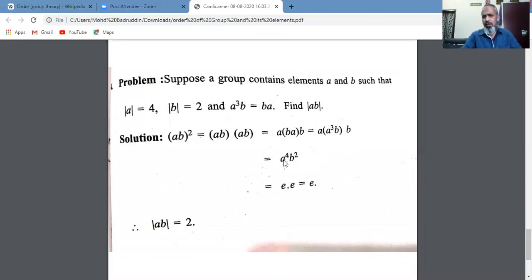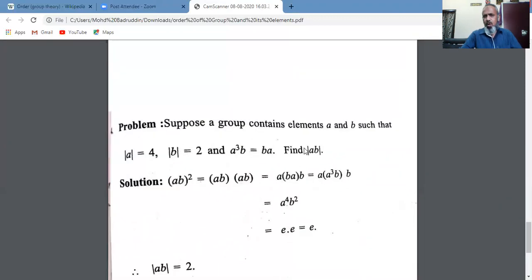What is A to the power 4? It is the order of A. The order of A is given as 4. So A to the power 4 is equal to E. So in place of A to the power 4, we can write E. What is the order of B? Order of B is 2, meaning B square is equal to the identity element. So in place of B square, we are writing the identity element E. So identity element into identity element is equal to the identity element. So here we are getting (AB) whole square is equal to the identity element, meaning order of AB is equal to 2. Therefore, we can write order of AB is equal to 2.